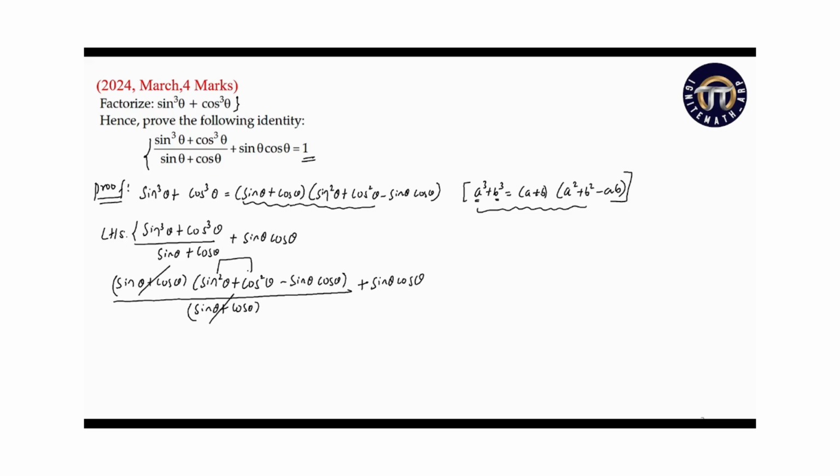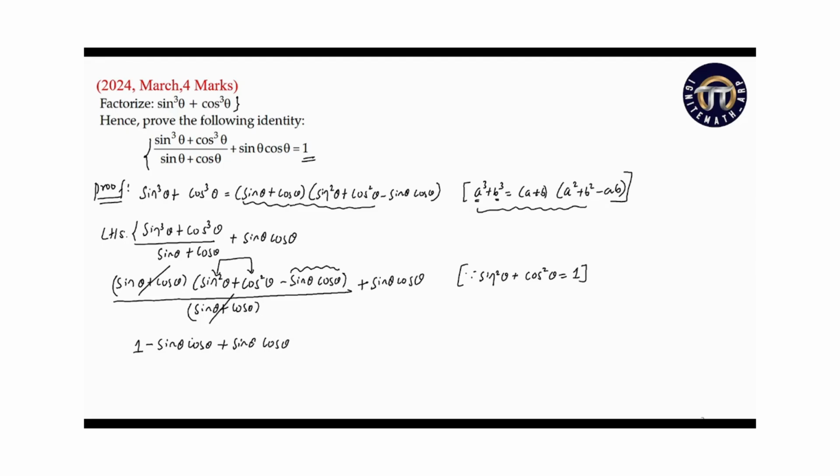Here if you observe carefully, sin square theta plus cos square theta, we know the identity, that is sin square theta plus cos square theta is equal to 1. So in place of sin square theta plus cos square theta, I am going to write 1, and I will write this one as it is, that is minus sin theta cos theta plus sin theta cos theta.